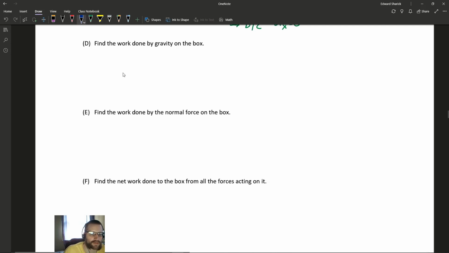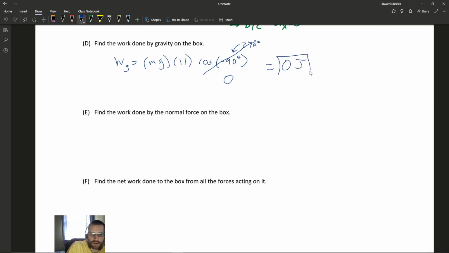So for gravity, the work done by gravity, we could plug in m and g for the force and get that, and we could plug in 11, but we know that the cosine of -90 or 270, either way, is going to give us a result of 0. And we multiply that 0 through, which just means that this work is going to be 0. And so when you have a force that's perpendicular to the way the object is moving, in this case, gravity is downward and the distance it's moving is to the right, because these are perpendicular, perpendicular forces to the displacement vector always do 0 work.